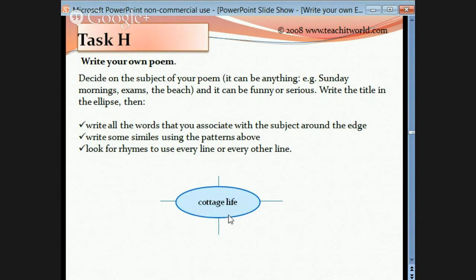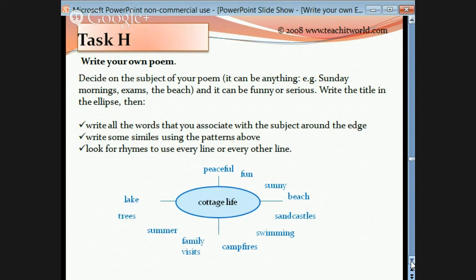All right, I chose cottage life for mine. So you write down chocolate and you have to think about chocolate. Now, I'll show you what I do with mine. The first thing you do is you write all the words that you associate with the subject around the edge of your box or your circle. For me, cottage life, I think of peaceful, fun, sunny, beach, sand castles, swimming, campfires, family visits, summer, trees, lake like glass. There's that lake being like glass again. And sunset.